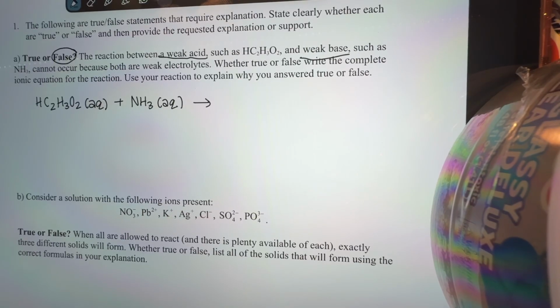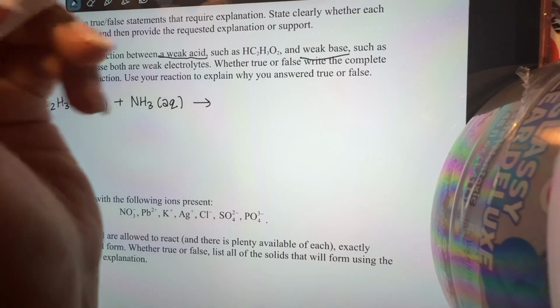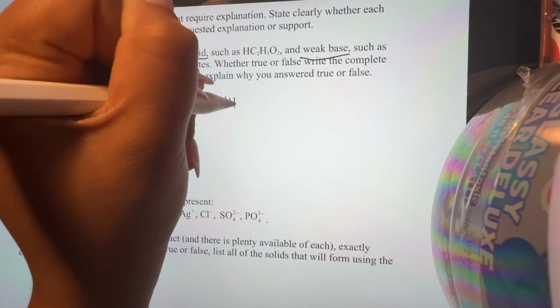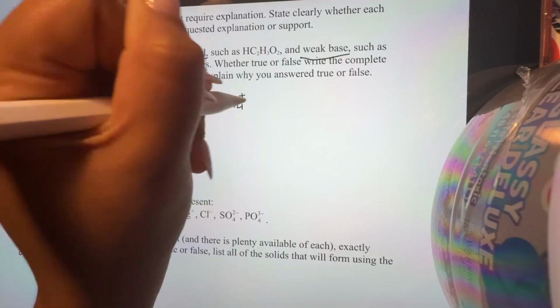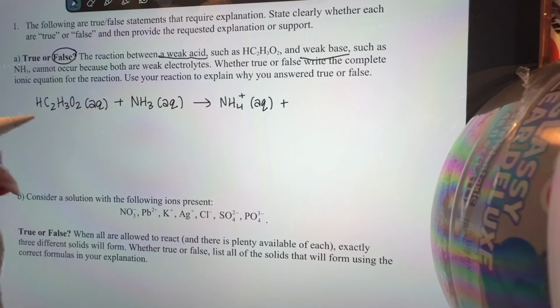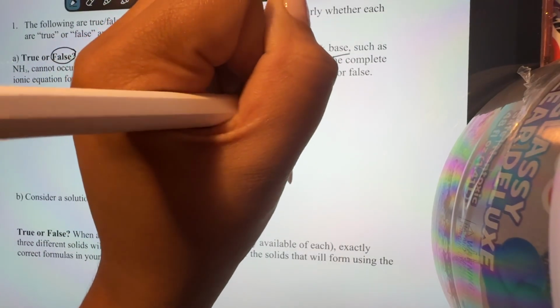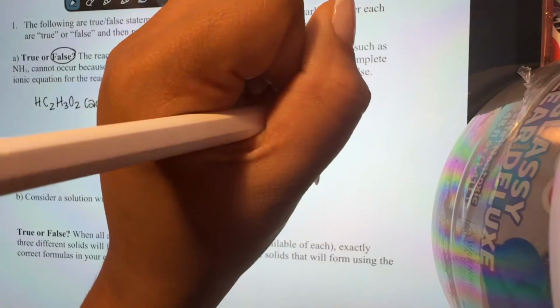So I think in this case what's going to happen is the H from the HC2H3O2 is going to combine with the NH3 and give us NH4 plus, which is ammonium. And then what's left is the C2H3O2, which is a minus charge, aqueous.